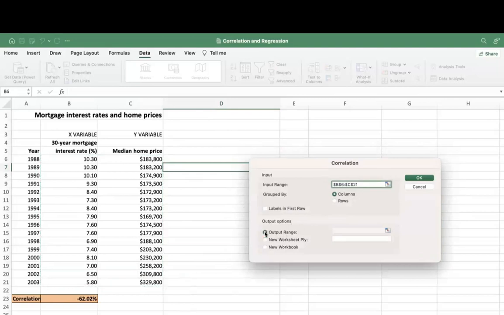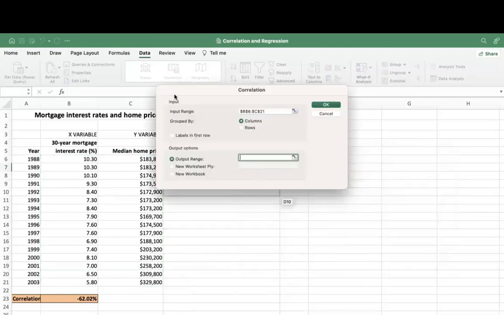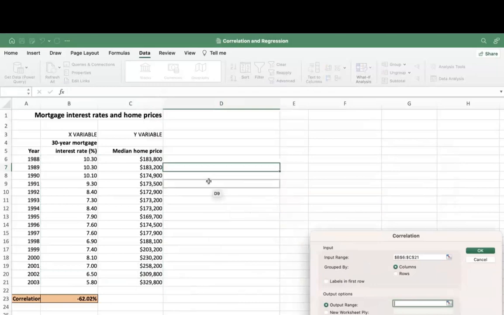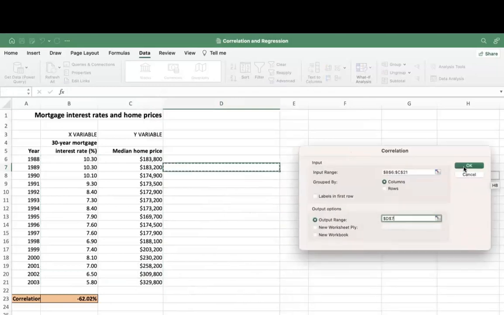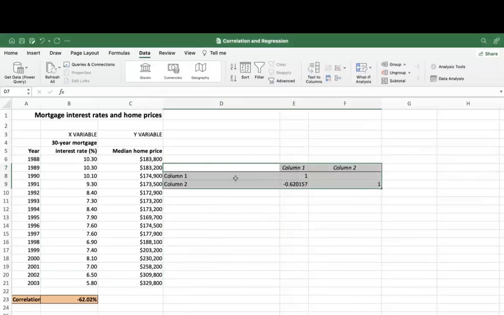And then it says output range. Where do you want your results to appear? I want my results to appear, let's say here. And if I click OK, it gives me this one.